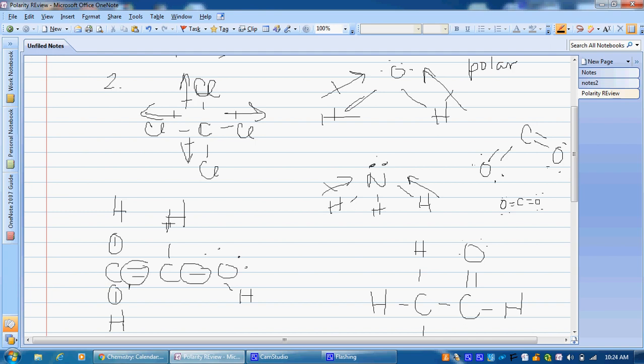Same with ammonia here. A lot of people forgot these free electrons. We need to have those dipoles on every single one of these bonds, and this is also polar. This one over here was nonpolar because if you split it in half, it's equal on each side. But if you draw it as a bent molecule like this, it is not nonpolar, so that's why this one cannot be correct. Those were the most common mistakes I saw.